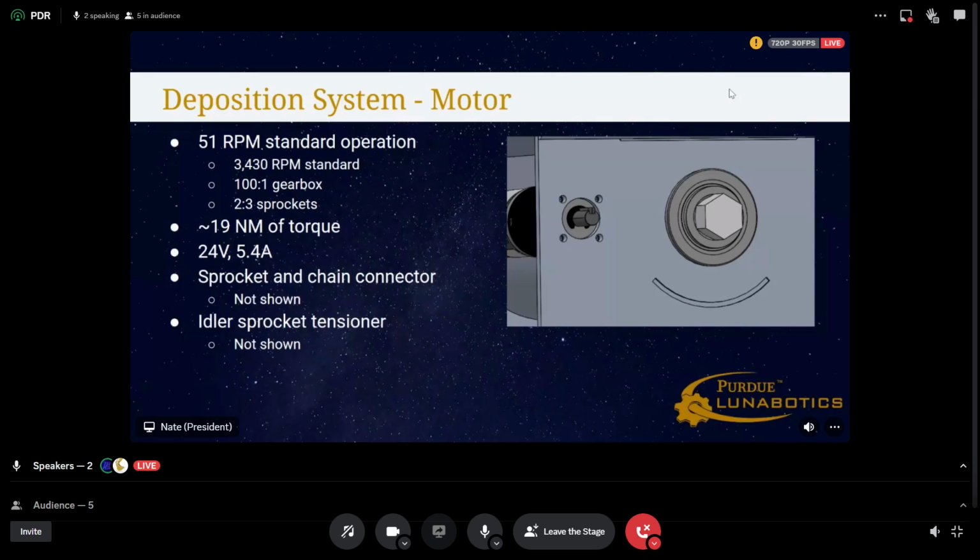And then we're going to be using a sprocket and a chain to connect the motor to the auger shaft, which again isn't pictured. We're going to be using an idler sprocket as a tensioner to keep that chain in the correct place, which also hasn't been pictured, but that system will probably just be a bolt sticking out in a slot with a screw and then an idler tensioner on it and then another screw to hold it on. It'll be quite simple.